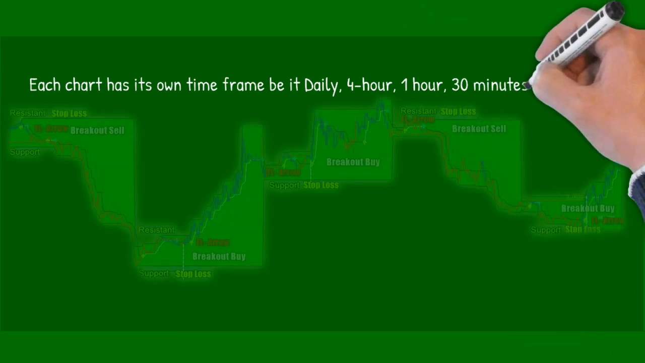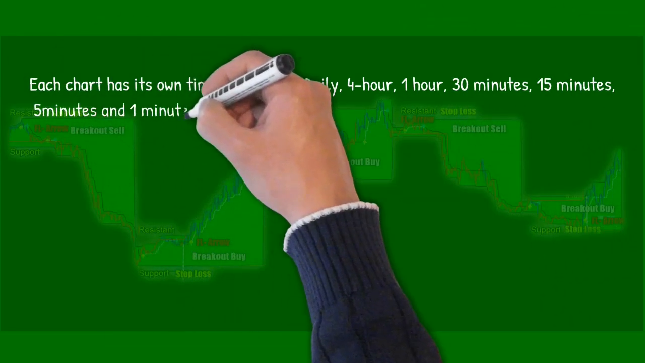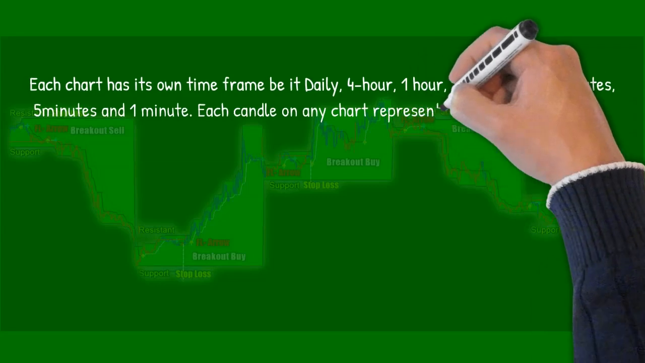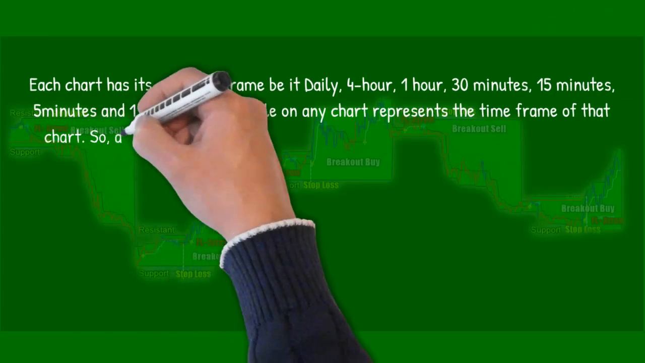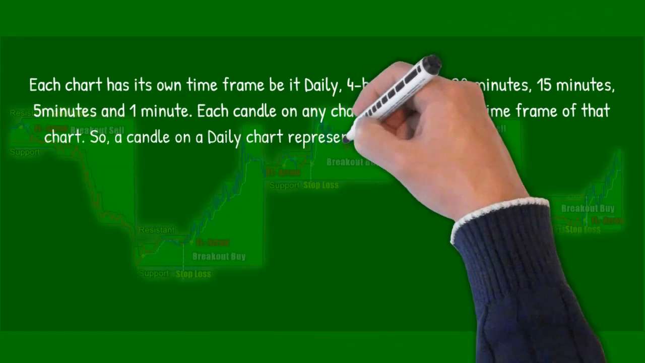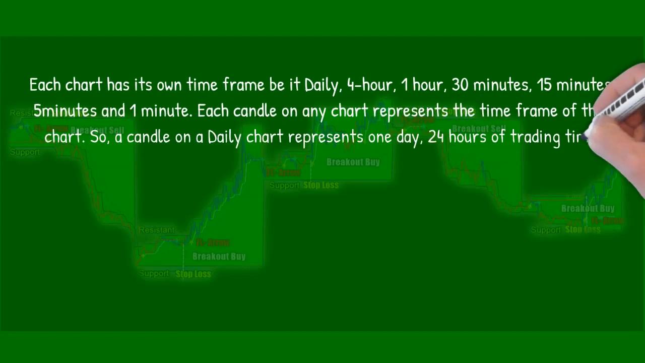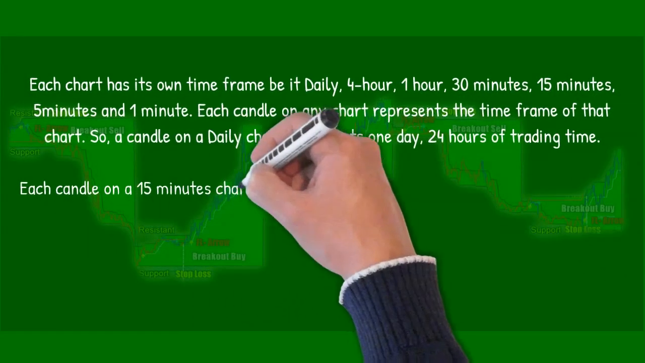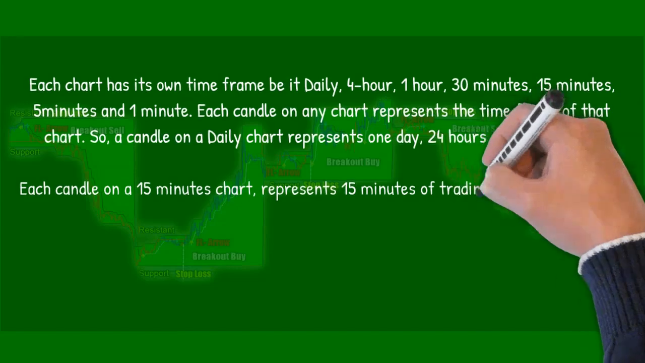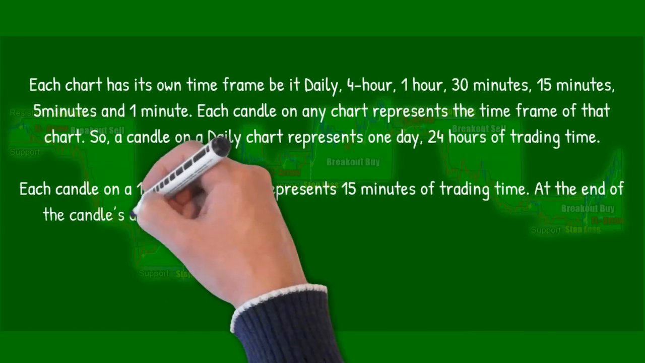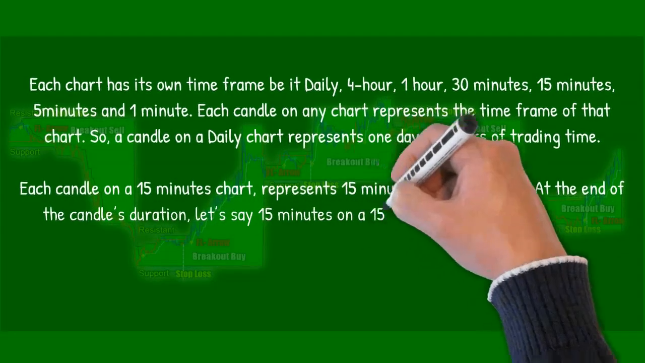Each chart has its own time frame, be it daily, 4 hour, 1 hour, 30 minutes, 15 minutes, 5 minutes and 1 minute. Each candle on any chart represents the time frame of that chart. So, a candle on a daily chart represents 1 day, 24 hours of trading time. Each candle on a 15 minutes chart represents 15 minutes of trading time.